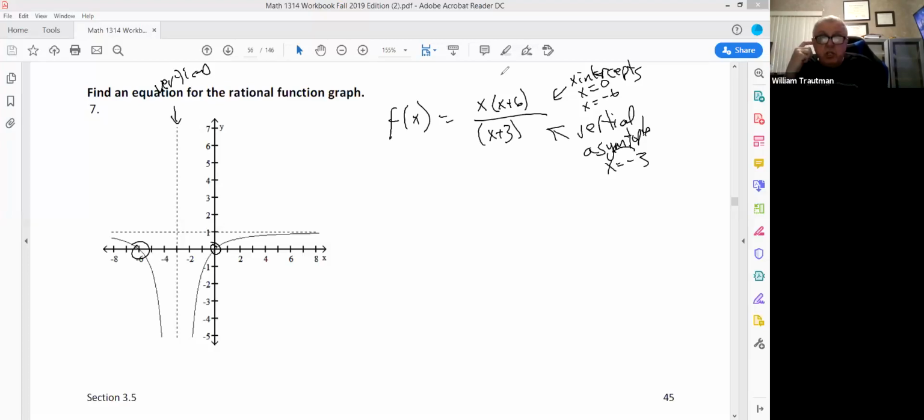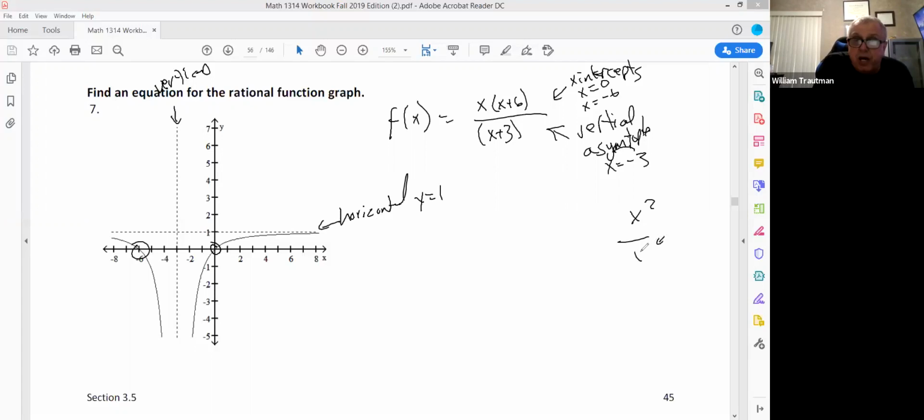Now, if you look at the top, do you see how there's a horizontal asymptote? There's a horizontal asymptote at y equals 1. That means the top power, which is 2, has to match the bottom power. Up here, I've got x squared, but on the bottom, I only have x. So you have to make an x squared on the bottom. And the only way to do that is to say, oh, that's squared.